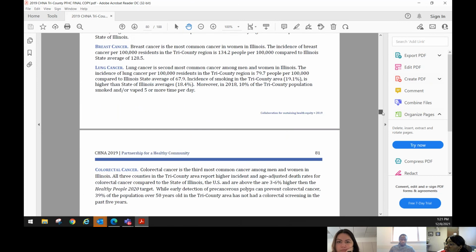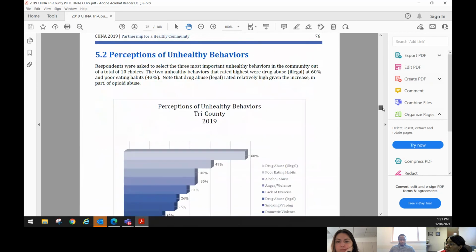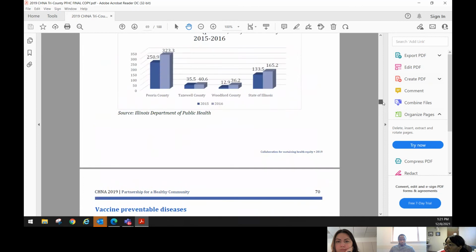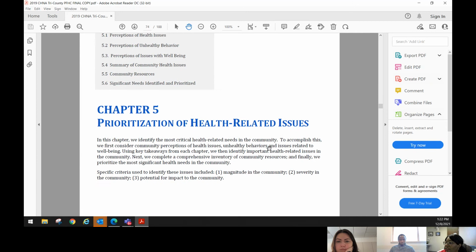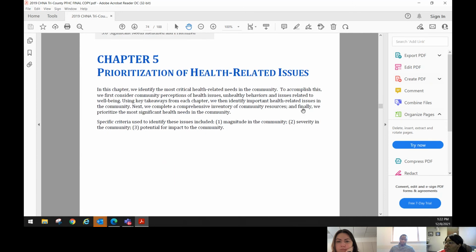So let's go down to the actual prioritization. Okay. All right. So now you've got all the data, right? So what are we going to do with this data? So to go into the prioritization of that, there's specific criteria that was used. They looked at the magnitude of that disease or behavior or access in the community, the severity in the community, and then the potential for impact.